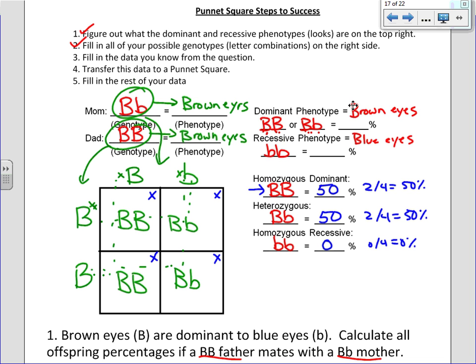And then our last step from before is simply converting our information. What percent are big B or big B, little b? You take both of these, add them together, and put them here, which in this case is 100%. And here, 0%. All right, all of our offspring percentages: there's a 100% chance that they'll have brown eyes, a 0% chance they'll have blue eyes, a 50% chance they'll be homozygous dominant, a 50% chance they'll be heterozygous, and a 0% chance that they'll be homozygous recessive.